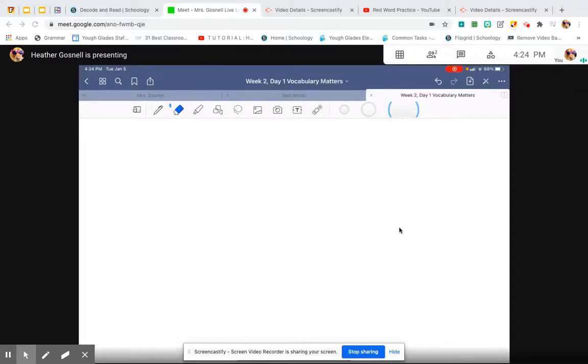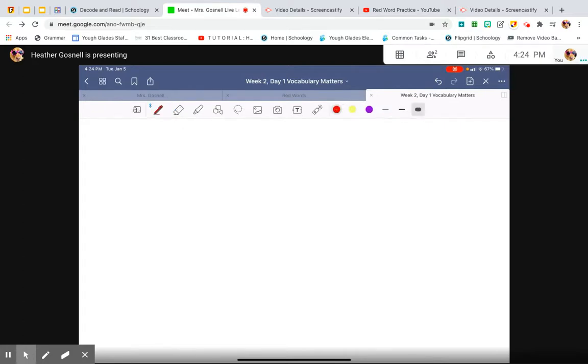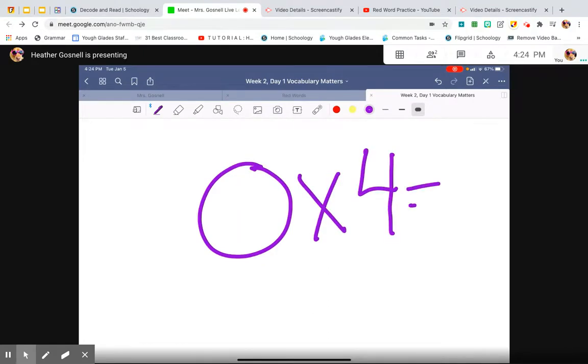Friends, we are going to be reviewing some of our patterns that we learned in our last unit. So let's talk about all of the facts that we have learned thus far. We have learned our 0 facts. We know when we see a problem such as this, 0 times 4, that 0 is the hero here, right? This is the 0 property of multiplication.